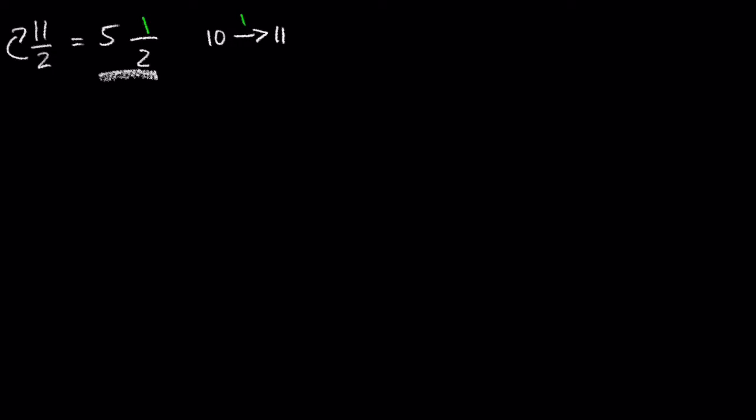What about 13 over 3? Let's write the denominator first. 3 goes into 13 4 times. So 4 is our whole number. 3 times 4 is 12. How far is it from 12 to 13? 1. So our remainder is 1.